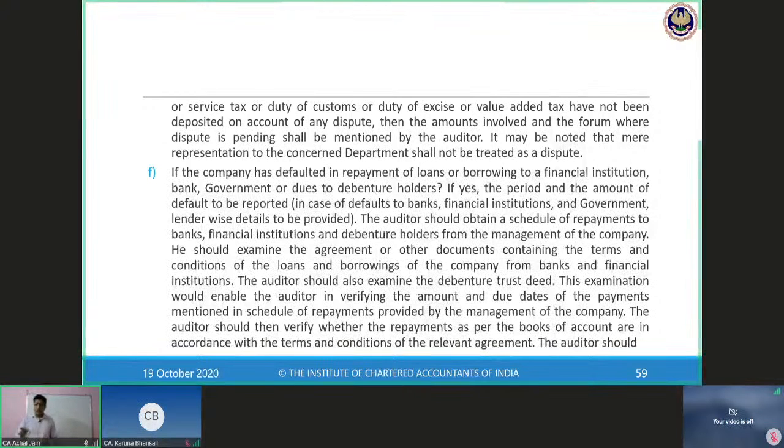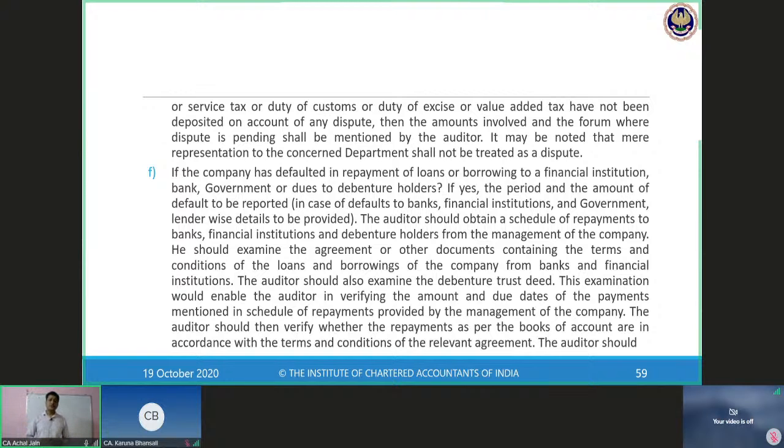But are all of these things, like default in the repayment, beneficial to the company? No. These are not at all beneficial for the company, because the financial penalties which are imposed or the excessive interest which is required to be paid are not really beneficial for the overall financial performance and the overall financial position of the company. So this is another aspect which is required to be considered by the auditor.